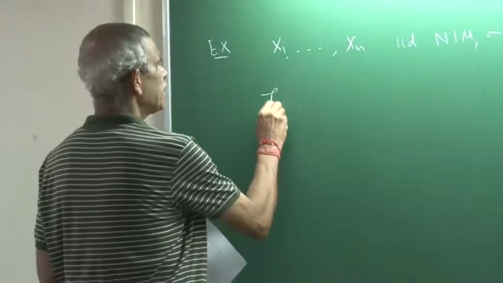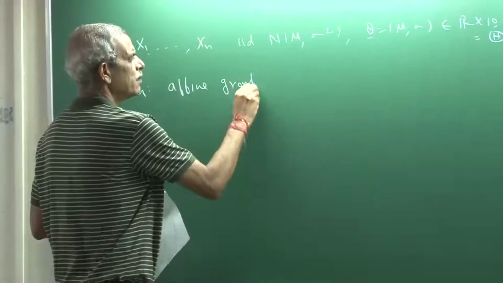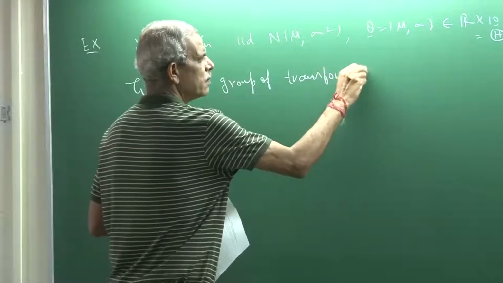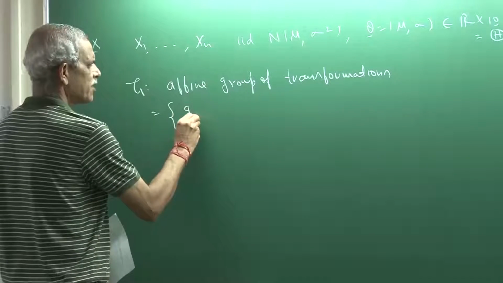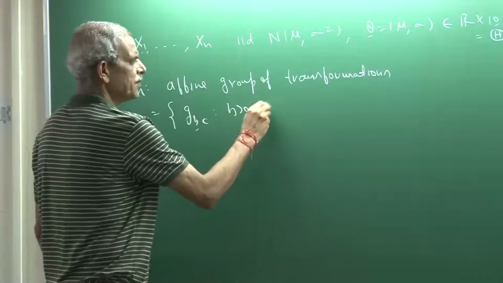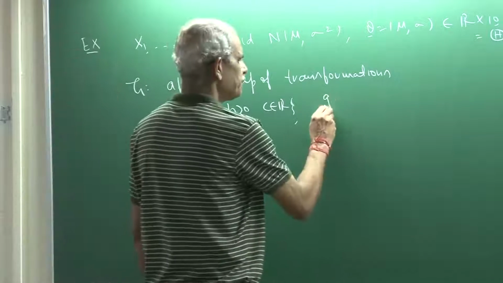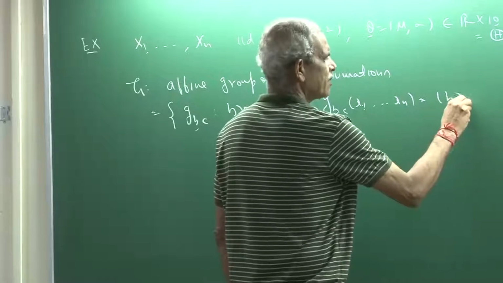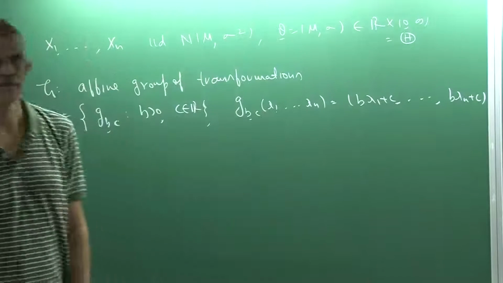So G is the affine group of transformations, which is basically the collection of all the transformations of the type g_{b,c}, where b is positive and c is in R, and g_{b,c} of (x1, x2, ..., xn) is the same as (b x1 plus c, ..., b xn plus c), where x is the vector.